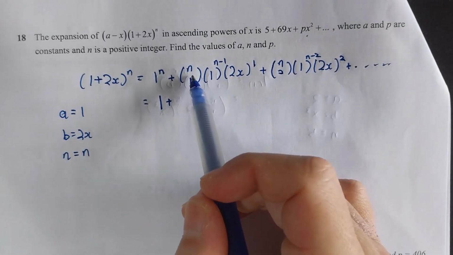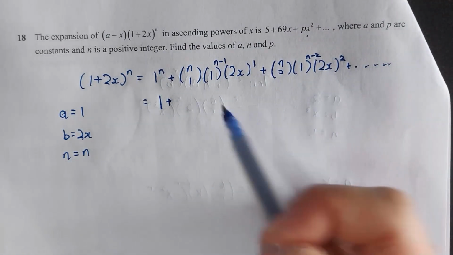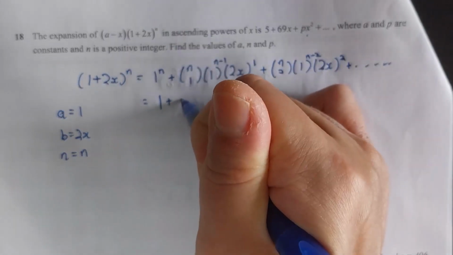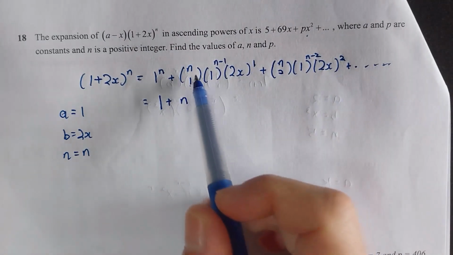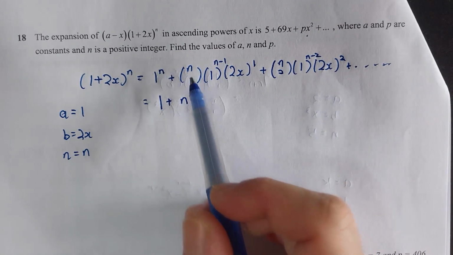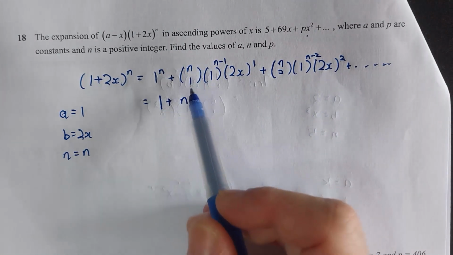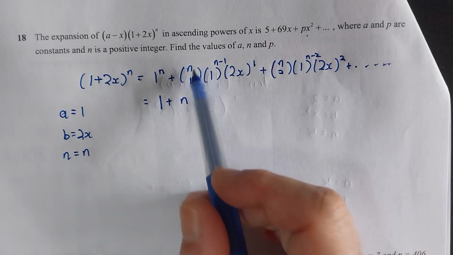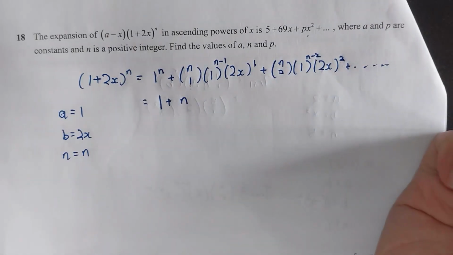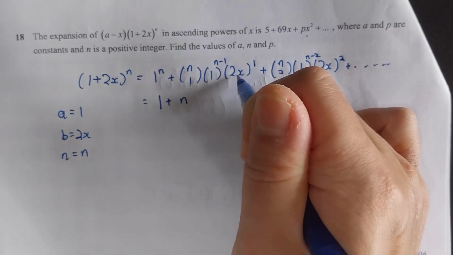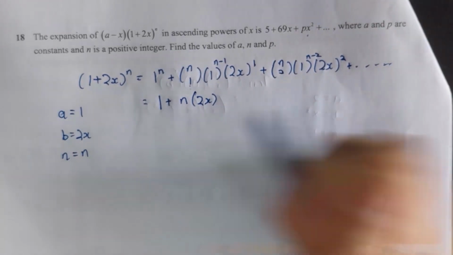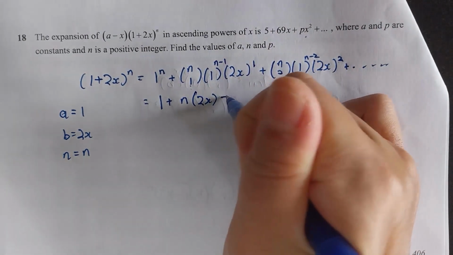Plus, now what is n choose 1? Now n choose 1 we have learned in the previous video is actually just n. If you're not sure, you just ask yourself, 5 choose 1 is 5. 4 choose 1 is 4. 3 choose 1 is 3. And of course, n choose 1 is n. Now, 1 to the power of anything is just 1. And so we will have multiplied by 2x. Okay, we'll simplify this further later.